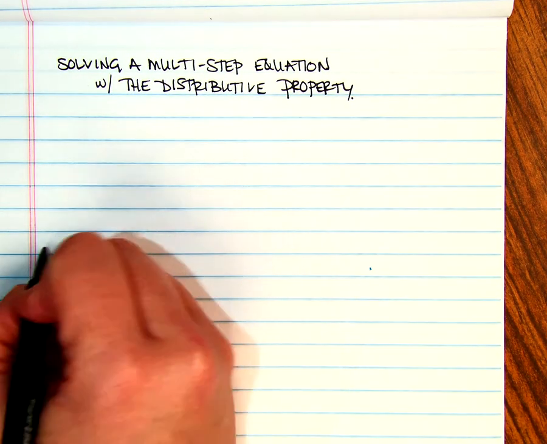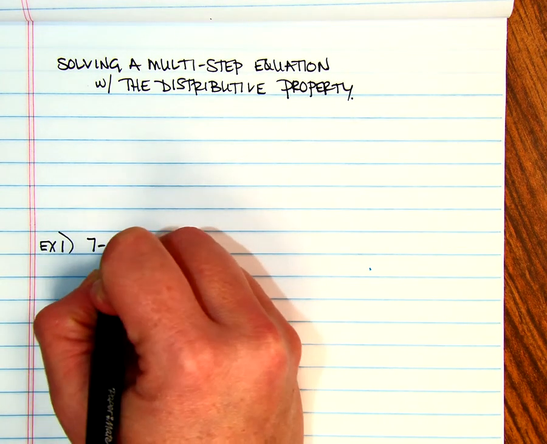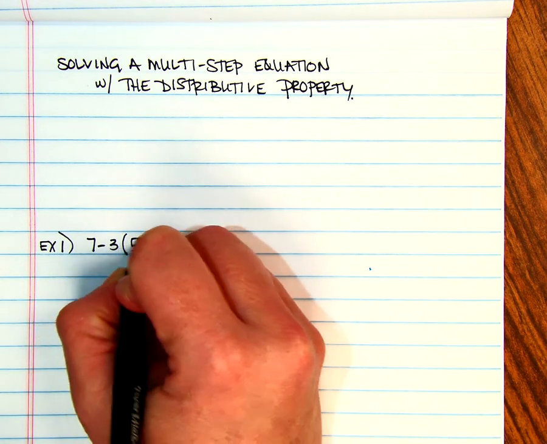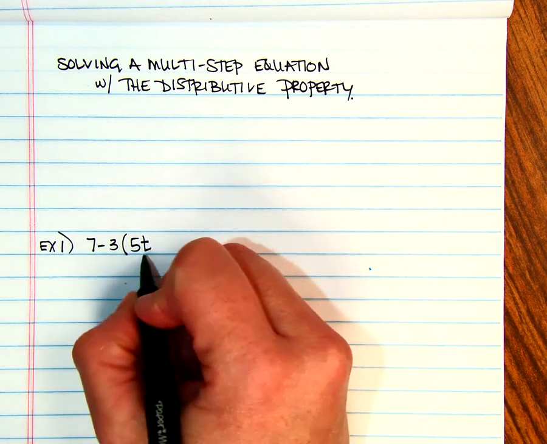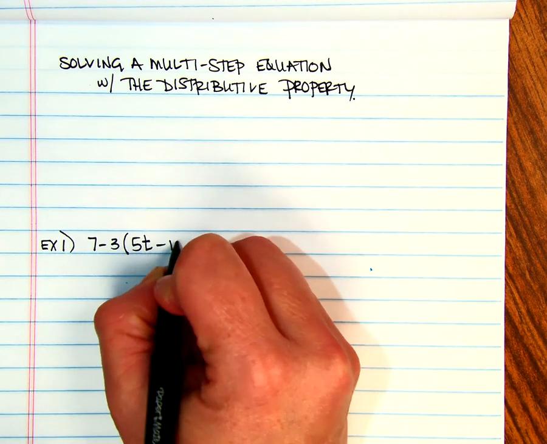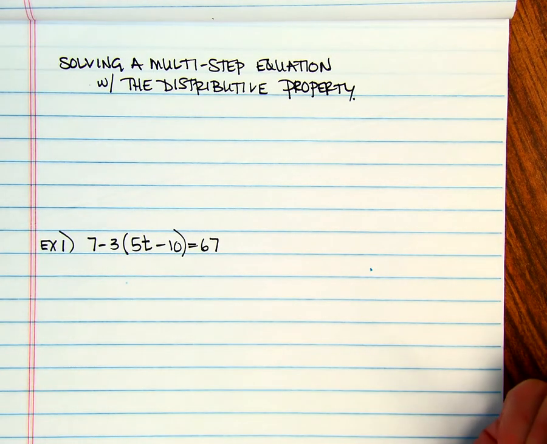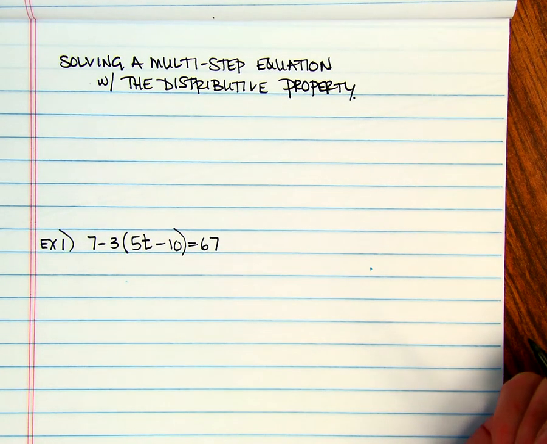I'm going to leave a little space for right now because I want some explanation to do. So example 1: 7 minus 3 times the quantity of 5t. Put your little tails on your t so they don't look like plus signs. Minus 10 equals 67. Now, in some previous videos, I talked about good guys, bad guys, and friends.